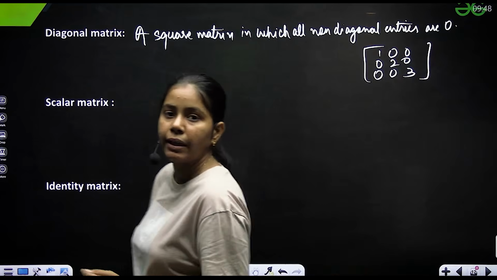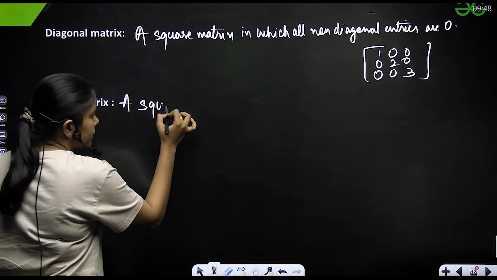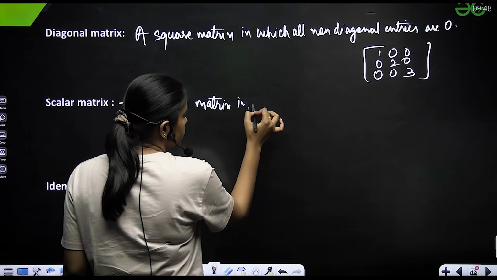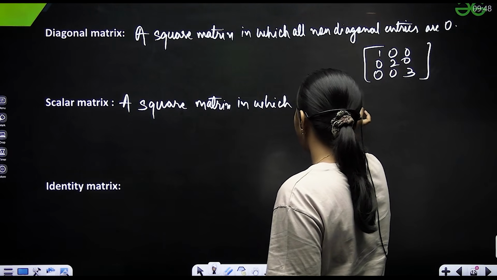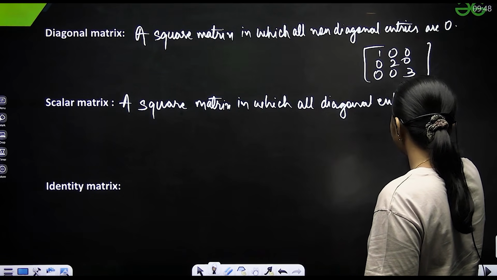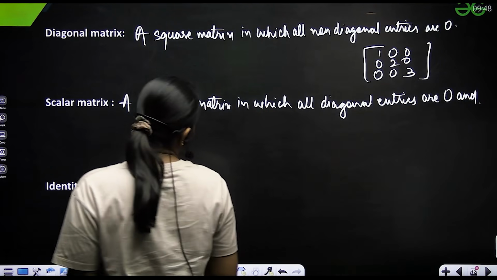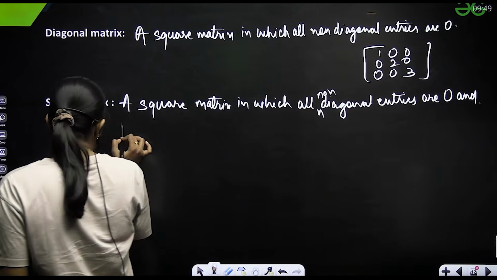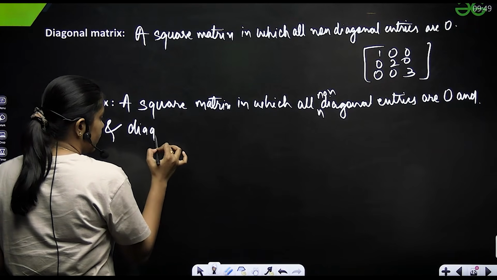Now what is a scalar matrix? A scalar matrix is a square matrix in which all non-diagonal entries are 0 and the diagonal entries are equal.